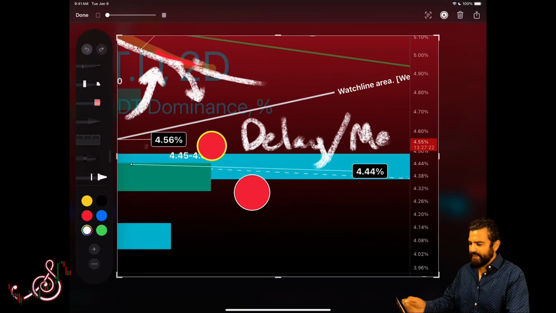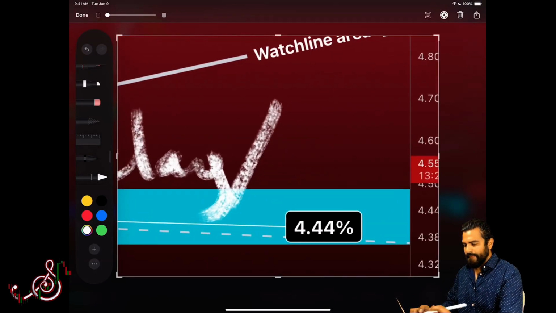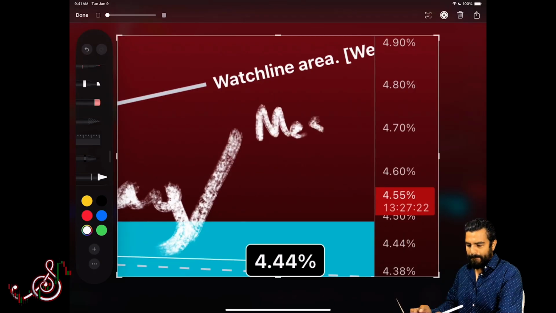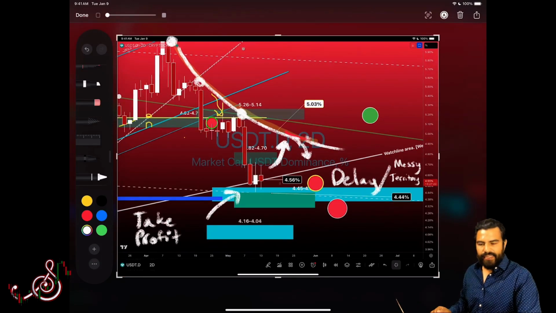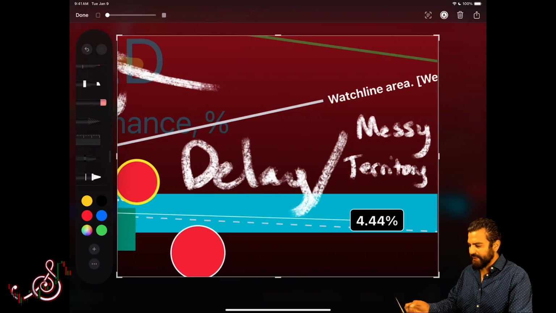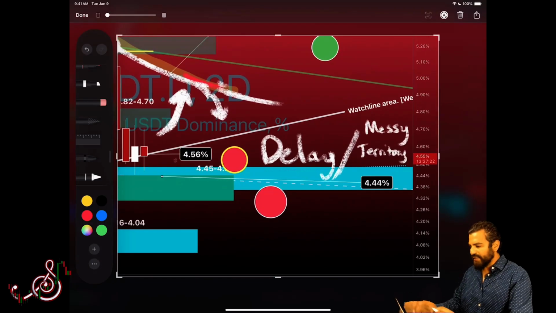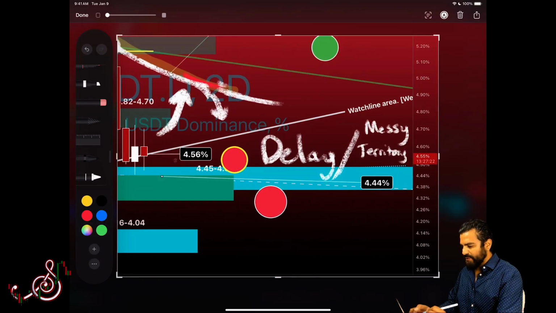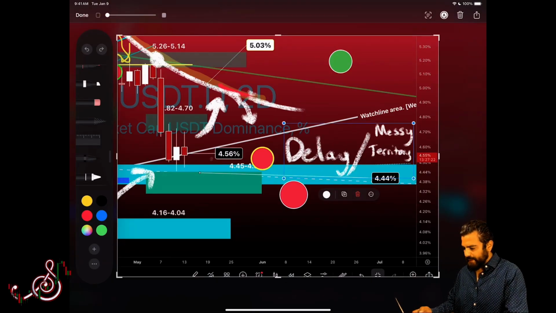Okay, let me make this a little bit smaller so you can see. Delay, messy territory. Okay, so when we're getting into delay top territory, we are talking about cryptos, a region where price moves a lot back and forth. And when I put delay, I often give it that yellow border. So we're going to put these words also yellow.